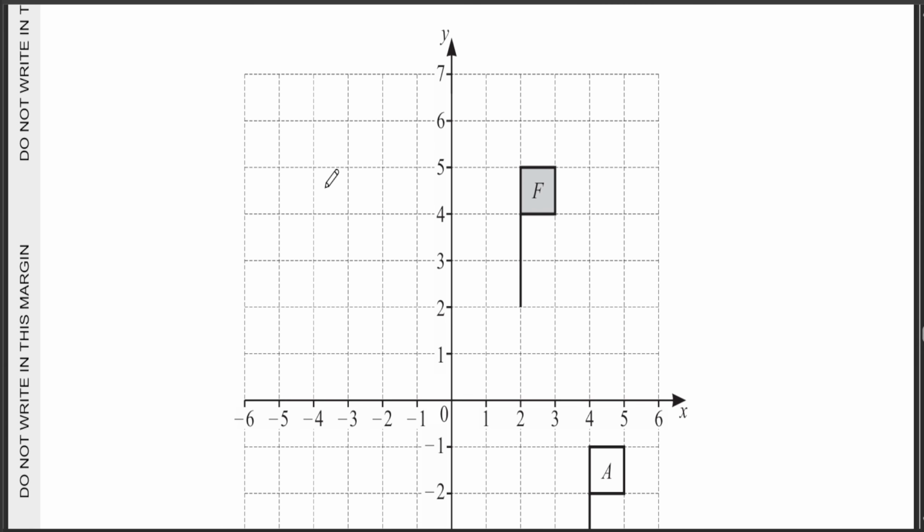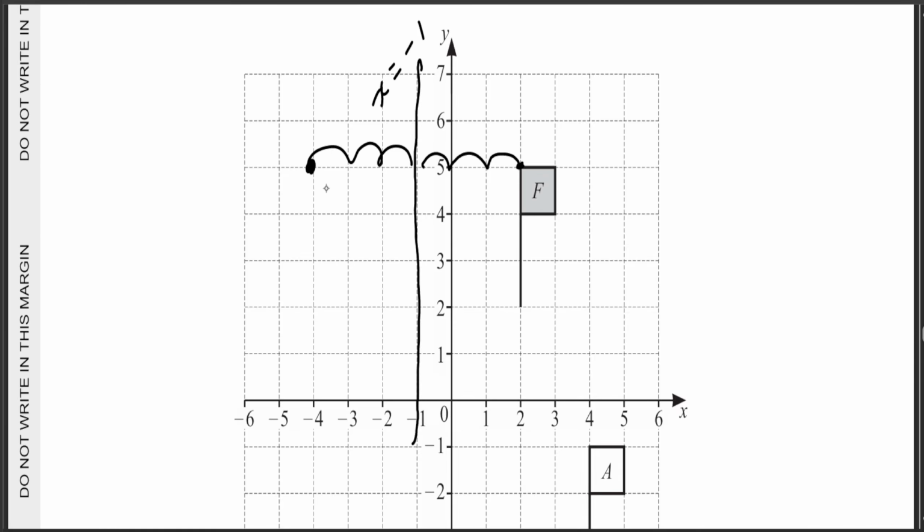Now let's see flag F. You did a reflection in x equals -1, so the line is supposed to be here. So this is x equals -1. Now let's do a reflection. So this one will get reflected here: 1, 2, 3. So that is the first.